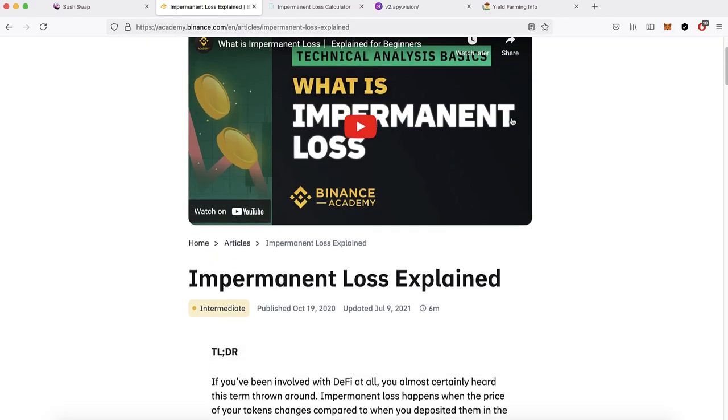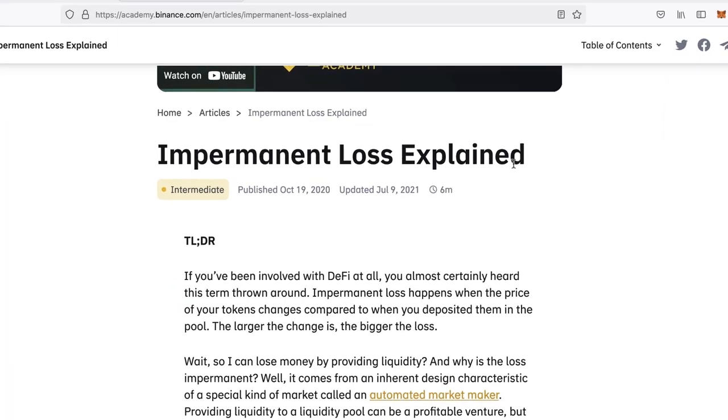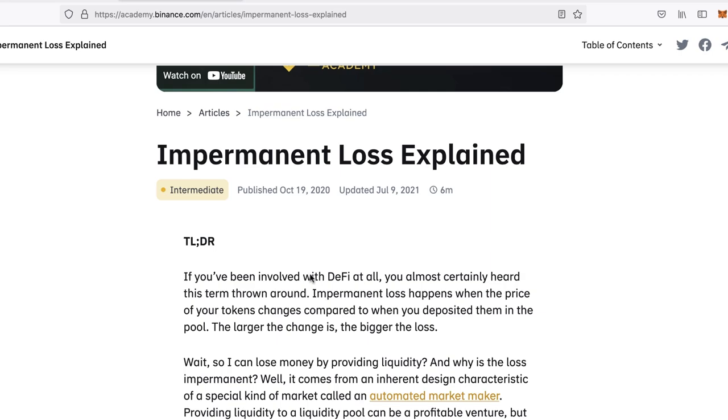Here I am on Binance Academy because it's the first one that came up. There might be many other tutorials. Impermanent loss explained. I'm going to link this at the bottom. So what impermanent loss is: whenever we provide liquidity, remember we always provide two tokens at the same time. We provide a pair of tokens, a cryptocurrency pair, both at the same time.